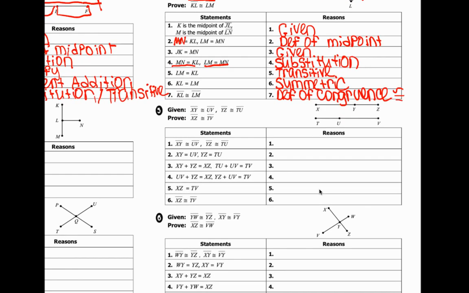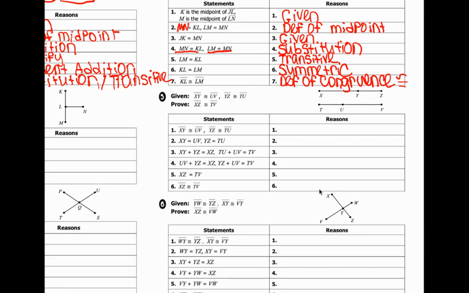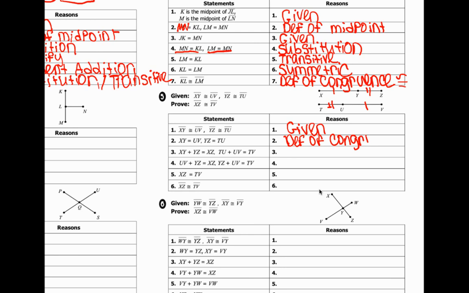So number 5, we've got XY is the same as UV, YZ is the same as TU, and that's given. All right, so next up they said, okay, then that means XY equals UV and YZ equals TU. So that's just our definition of congruence. If they're equal, they're congruent.